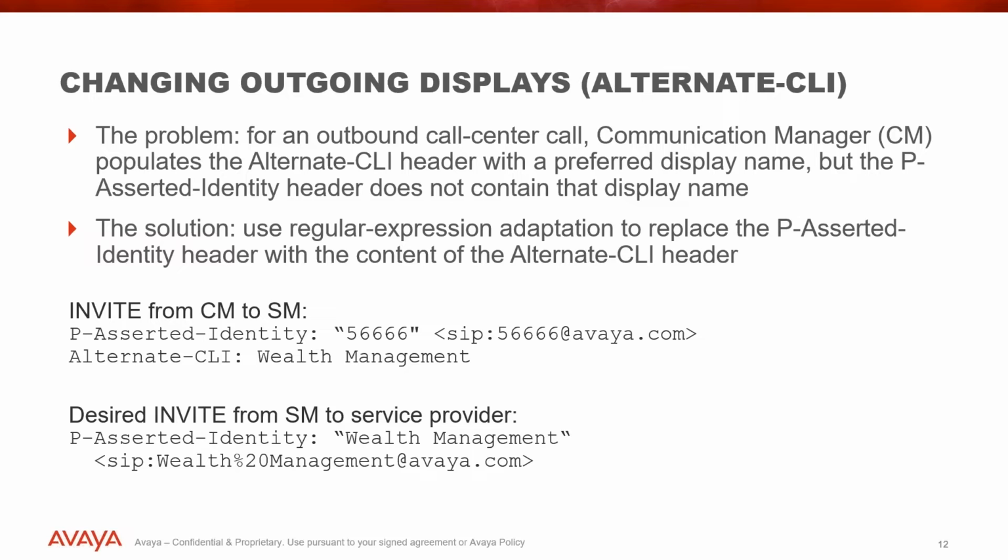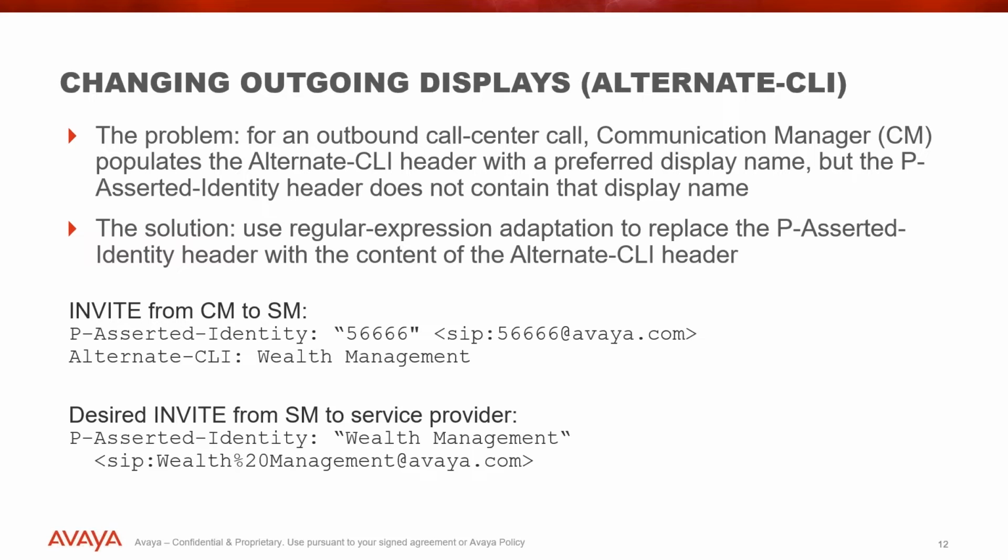So the solution here is to use the adaptation to replace the p-asserted identity header. That's the header that's used to generate a caller ID for the person at home. You're going to replace the p-asserted identity header with the content of the ALTERNATE-CLI header. It's still not a very complicated example, but it does show off a few more of the capabilities here.